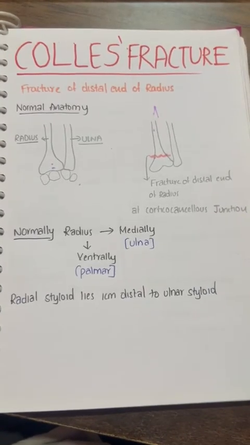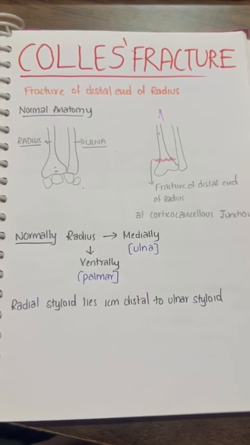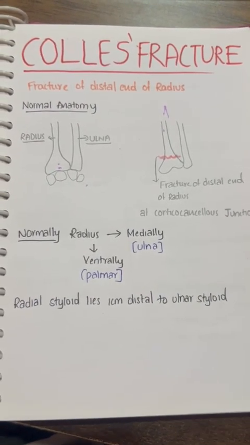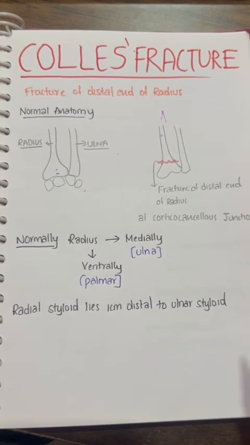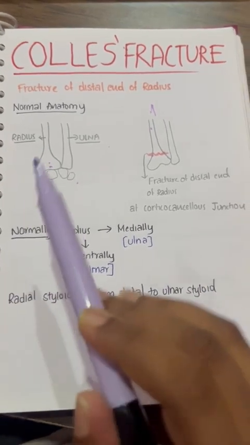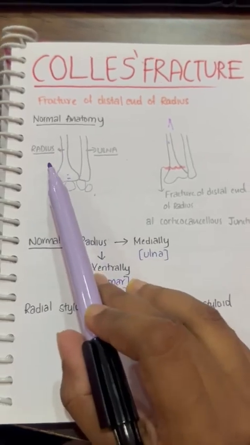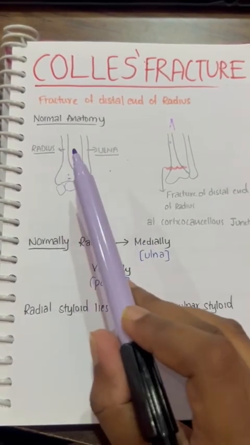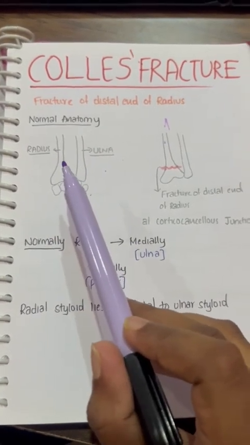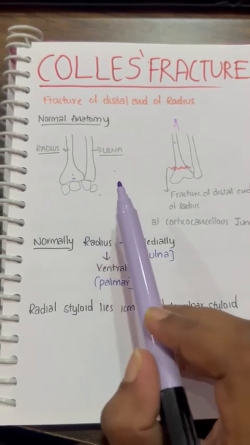So the topic is about Colles fracture. Colles fracture is a fracture of the distal end of the radius. Before going into depth, let's know the normal anatomy of the forearm bones. This side is the radius and this is the ulna. The radius is towards the palm and the thumb, and the ulna is towards the little finger.